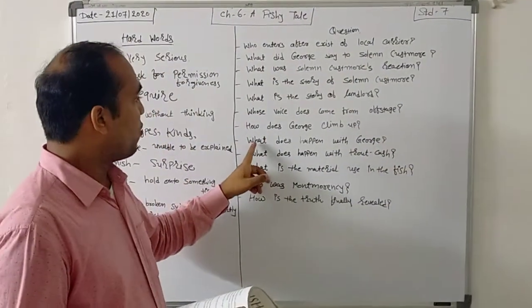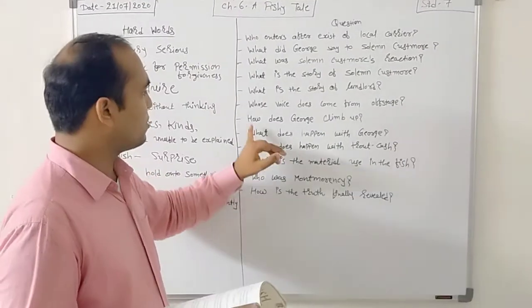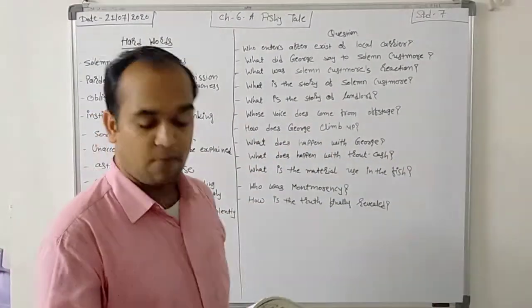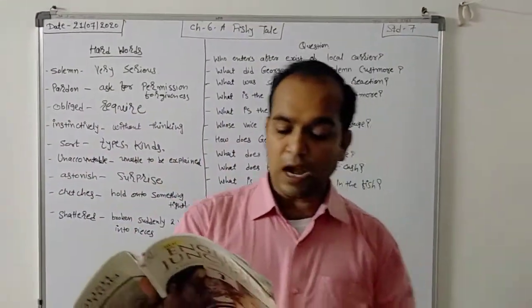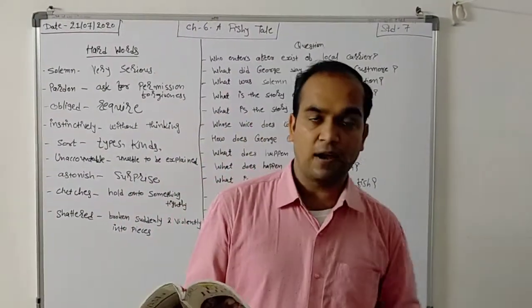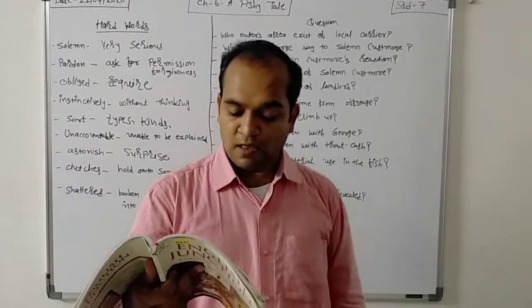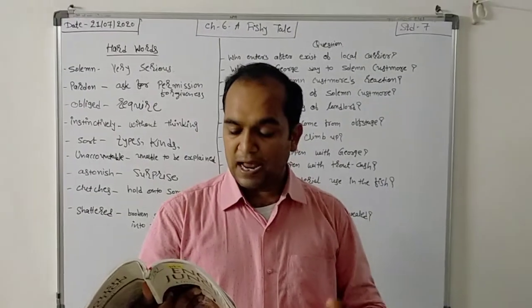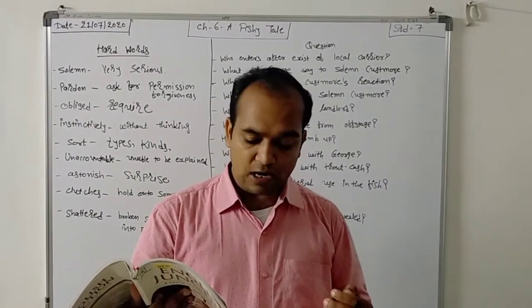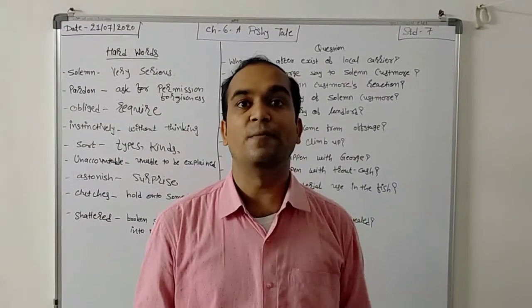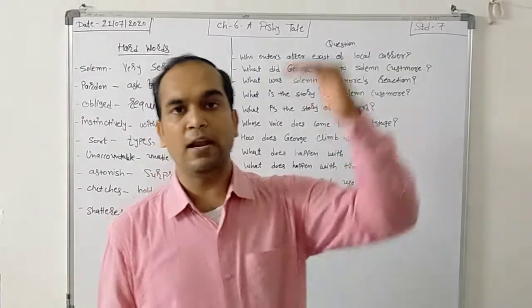And what happens with George? How does George climb up? Where did George climb up? On the back of the chair, right? He climbed up on the back of the chair. The chair slips and George clutches at the trout case to save himself. So first of all, where did George climb up?